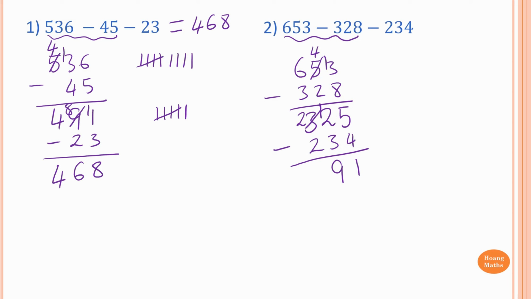Otherwise, you start from 3. You use your finger, count all the way up to 12. So you start from 3. You go 4, 5, 6, 7, 8, 9, 10, 11, 12. So 9 of them, you see. And then these 2, 2 minus 2 is 0. So the answer is 91.